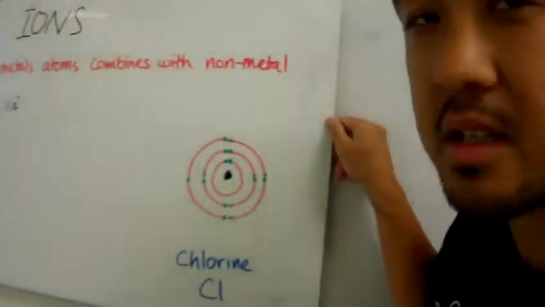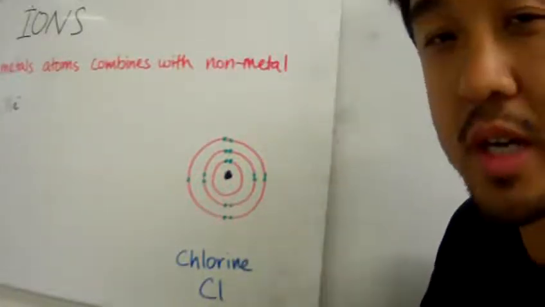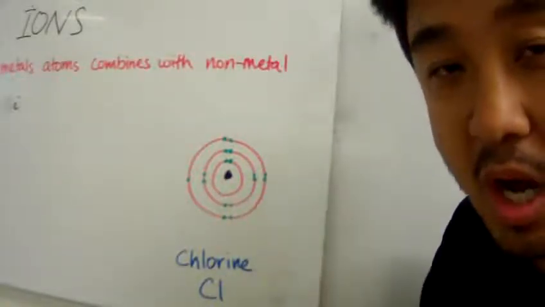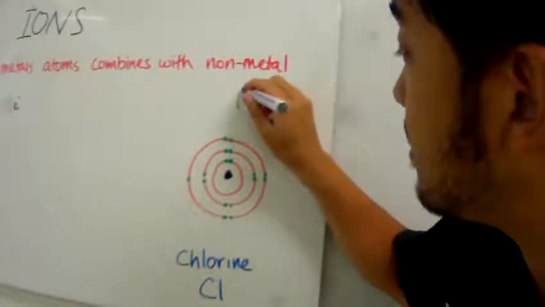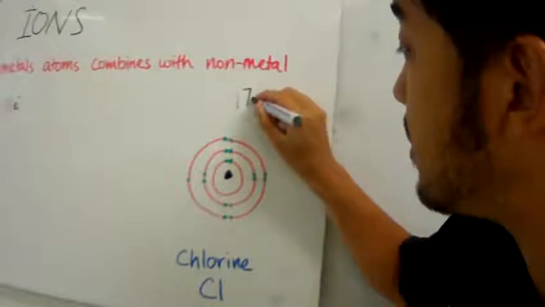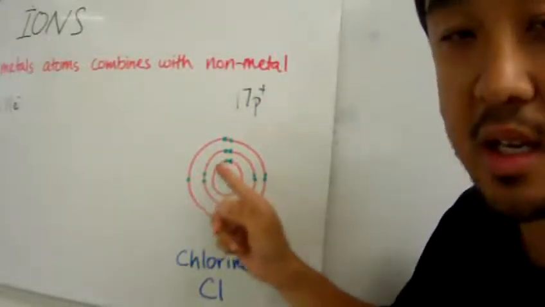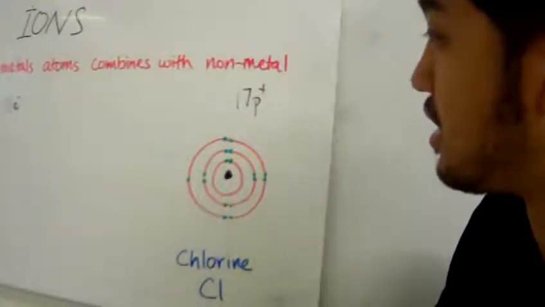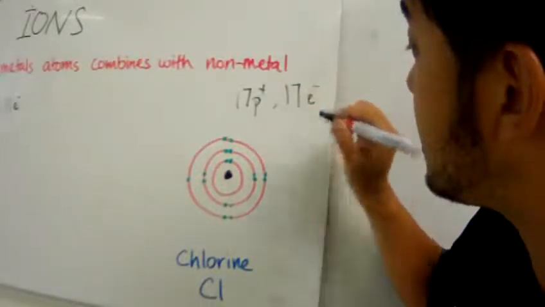Now let's look at the other atom. This is a chlorine atom. Now again, I did not draw the nucleus because it takes too much space. But chlorine should have 17 protons in the nucleus, all right? And how many electrons does it have? Well, if you count the number of electrons, the chlorine atom also has 17 electrons.